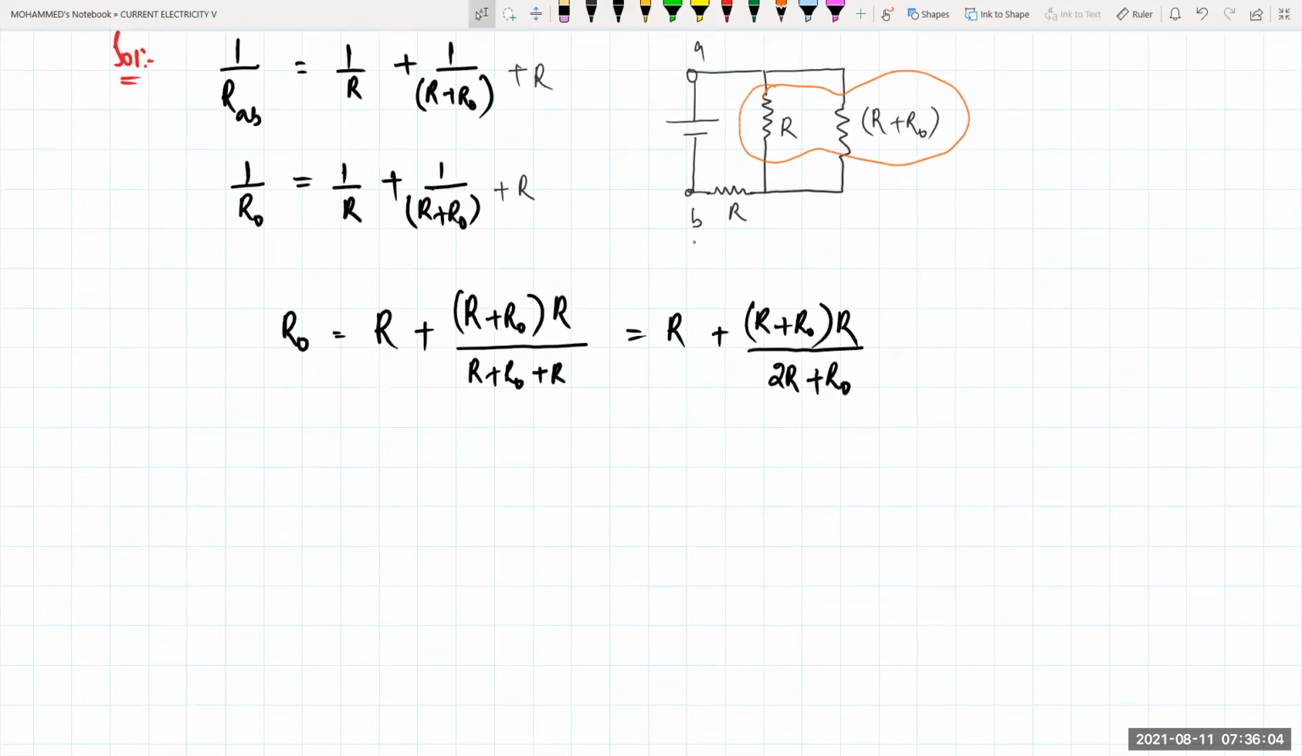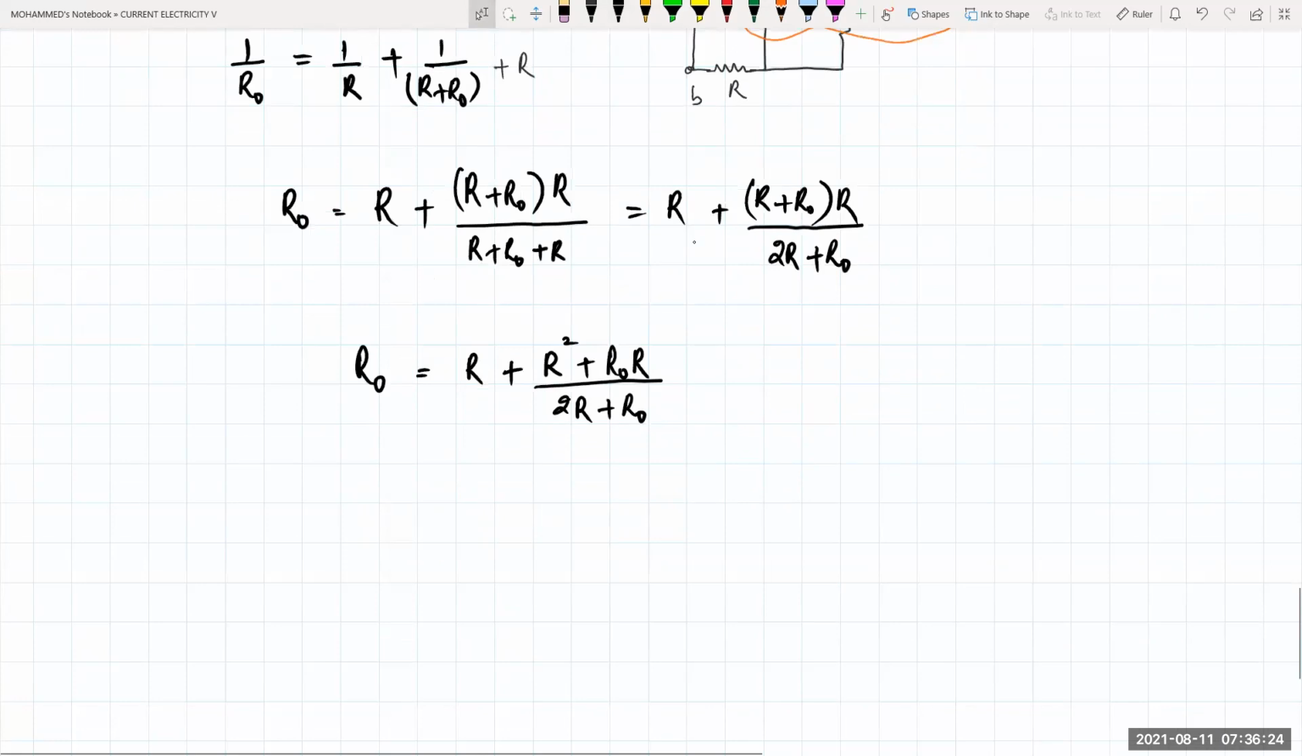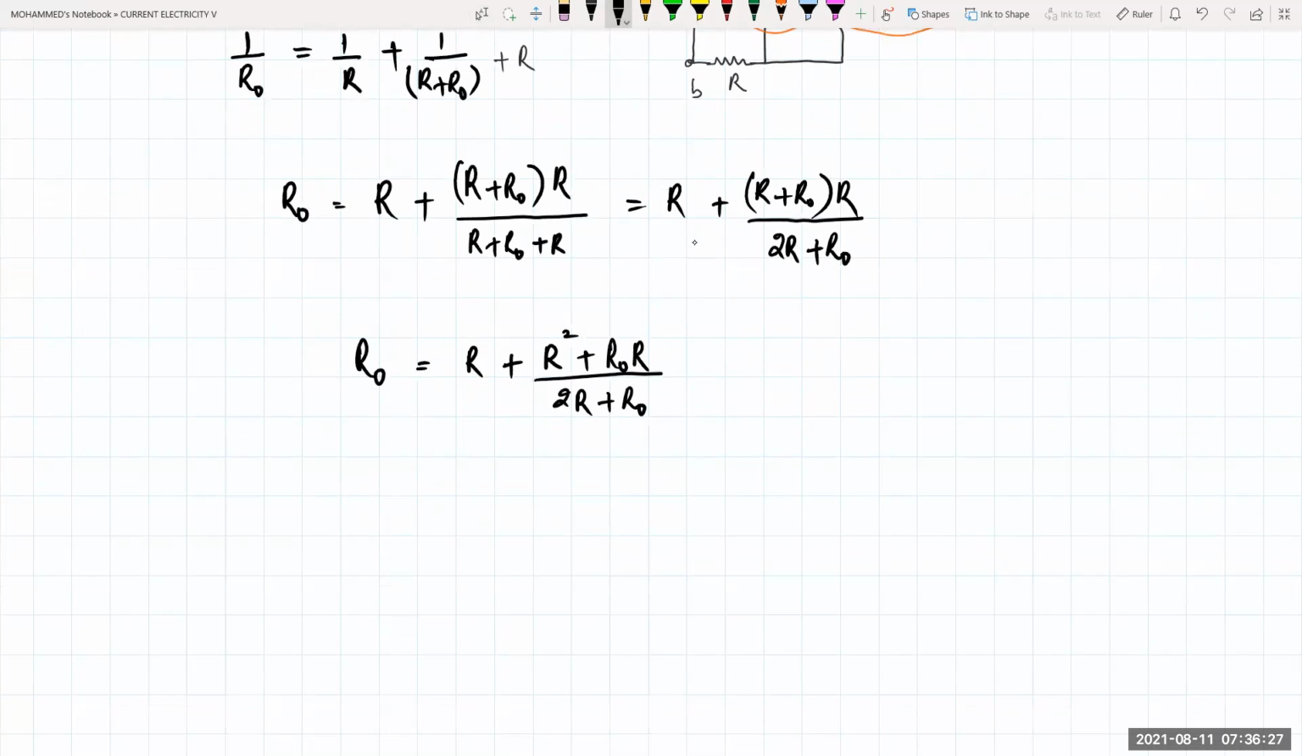So just calculate it right now. R naught is equal to R plus, this will become R into R, R square, plus R naught into capital R divided by 2R plus R naught. Now, if I cross multiply, this will become R naught square plus 2 into R into R naught is equal to 2 into R square plus R into R naught plus R square plus R naught into capital R.